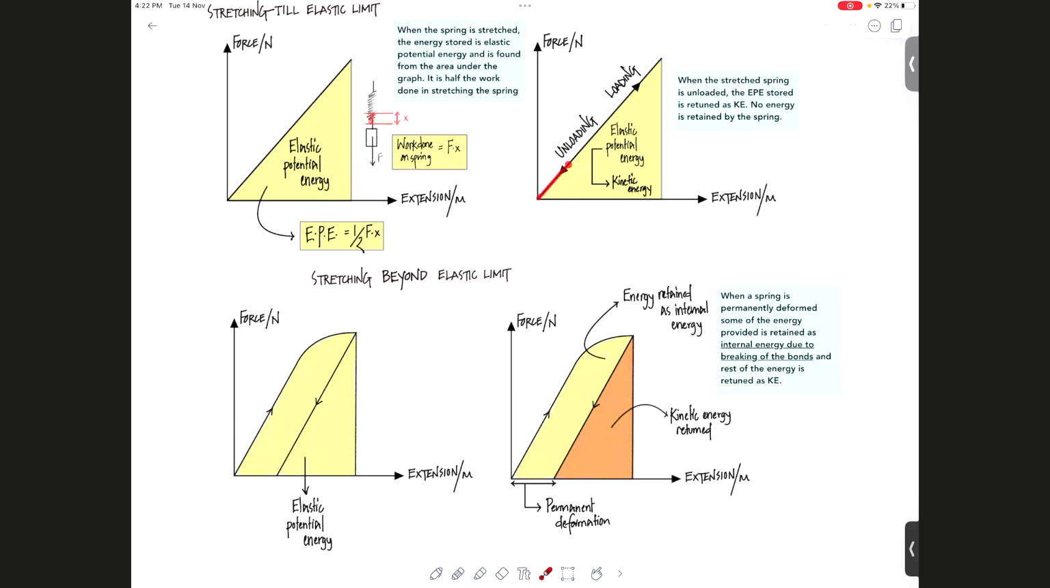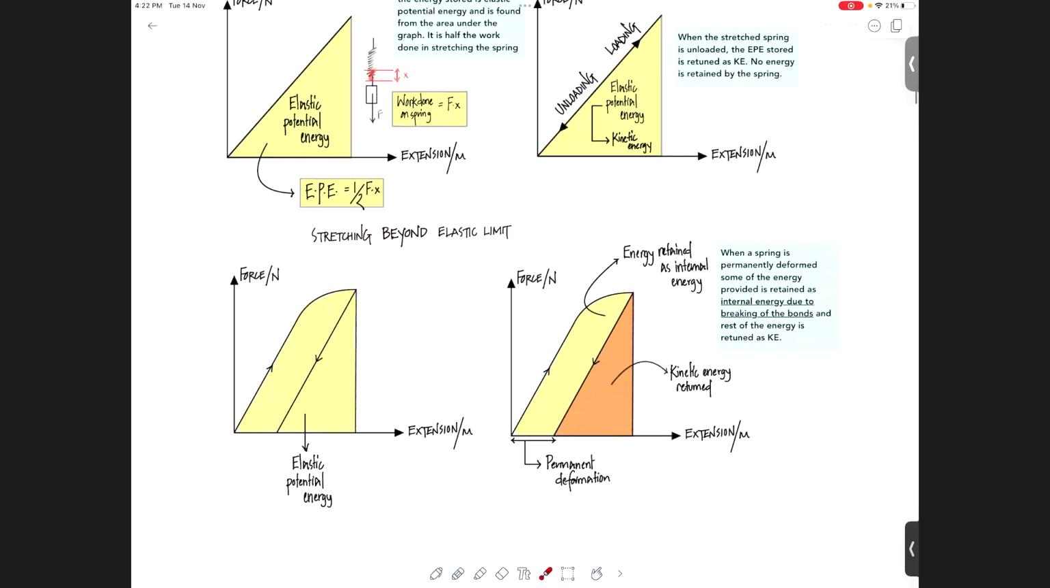Now, once you stretch it within the elastic limit and you unstretch it, you will notice that the amount of energy that you get back is the same. Why? Because the spring didn't deform. If the spring doesn't deform, there's no bond breaking, there's no permanent energy loss. So the amount of energy you gave in is the same amount that goes out. Loading, unloading, that's all fine.